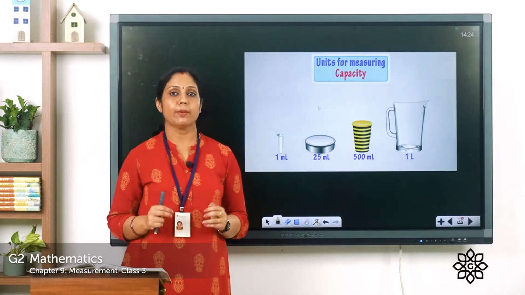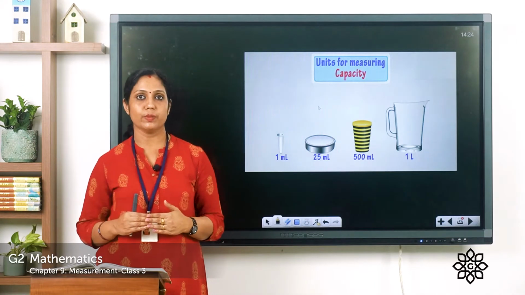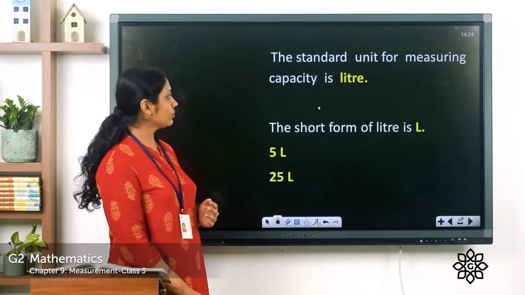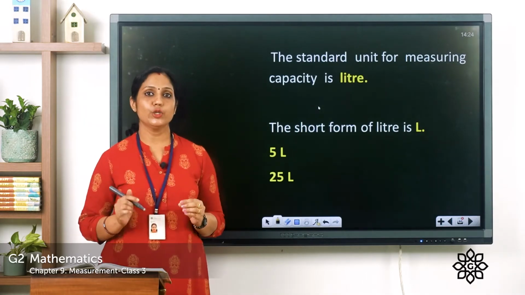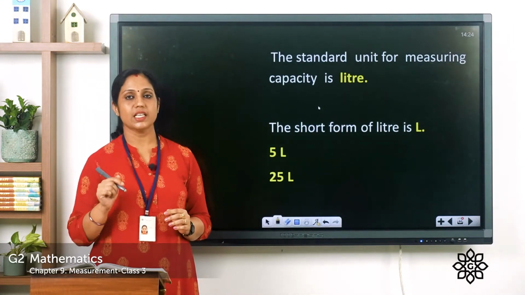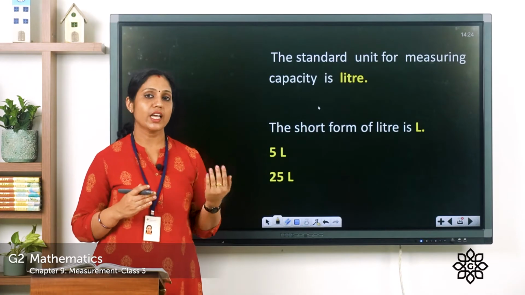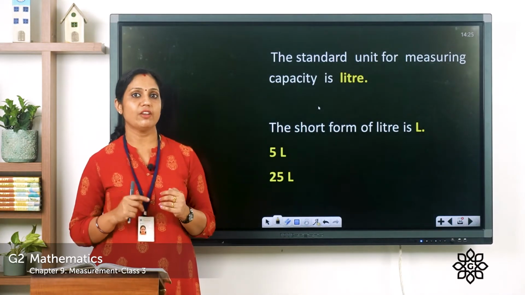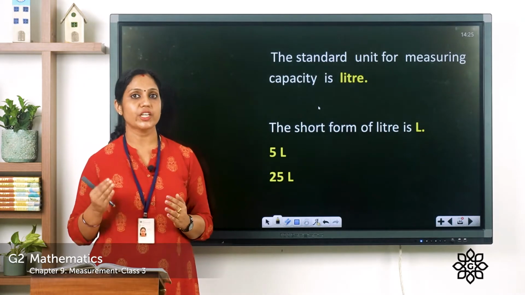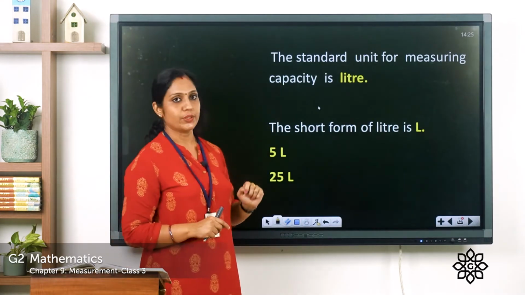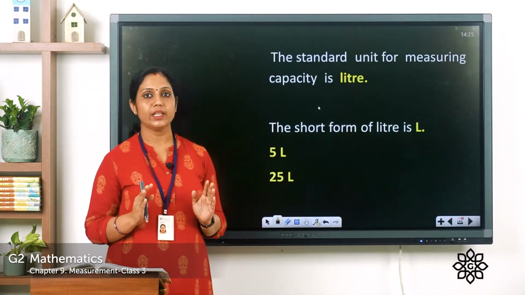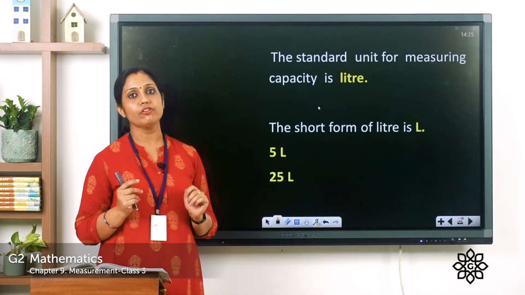For measuring capacity, we have different measurements like milliliter and liter. Let's learn about that. The standard unit for measuring capacity is liter. Like we learned that the standard unit for measuring length is meter, in the same way, the standard unit for measuring capacity is liter. And the short form of liter is L. So we have to write a capital L. That means it is a short form of liter.